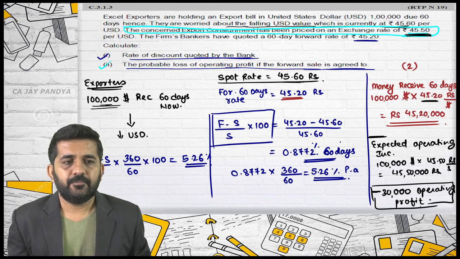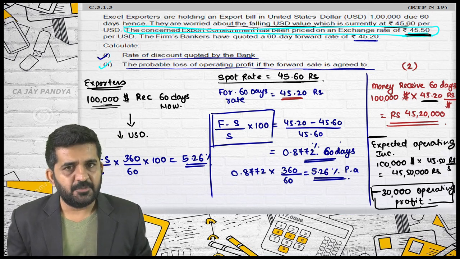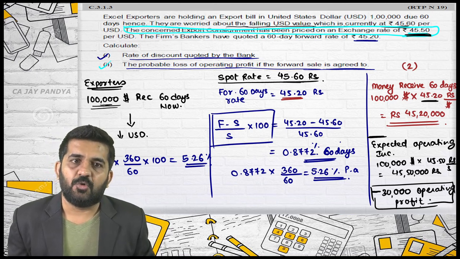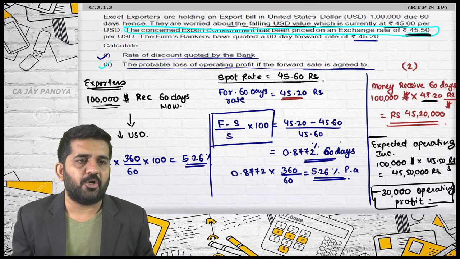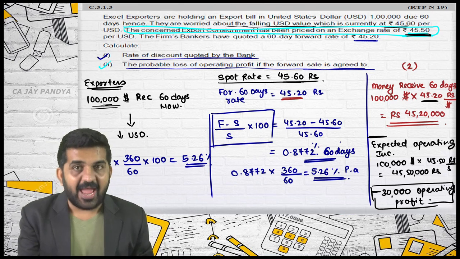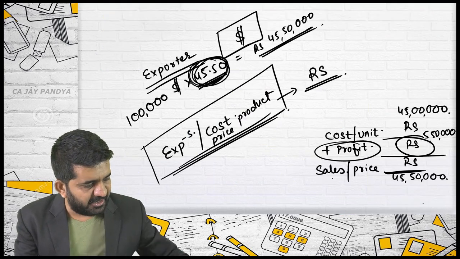Because of the currency fluctuation, you were having a risk, so you entered into a forward contract. So what you are getting now is 45,20,000. And what was your expectation?